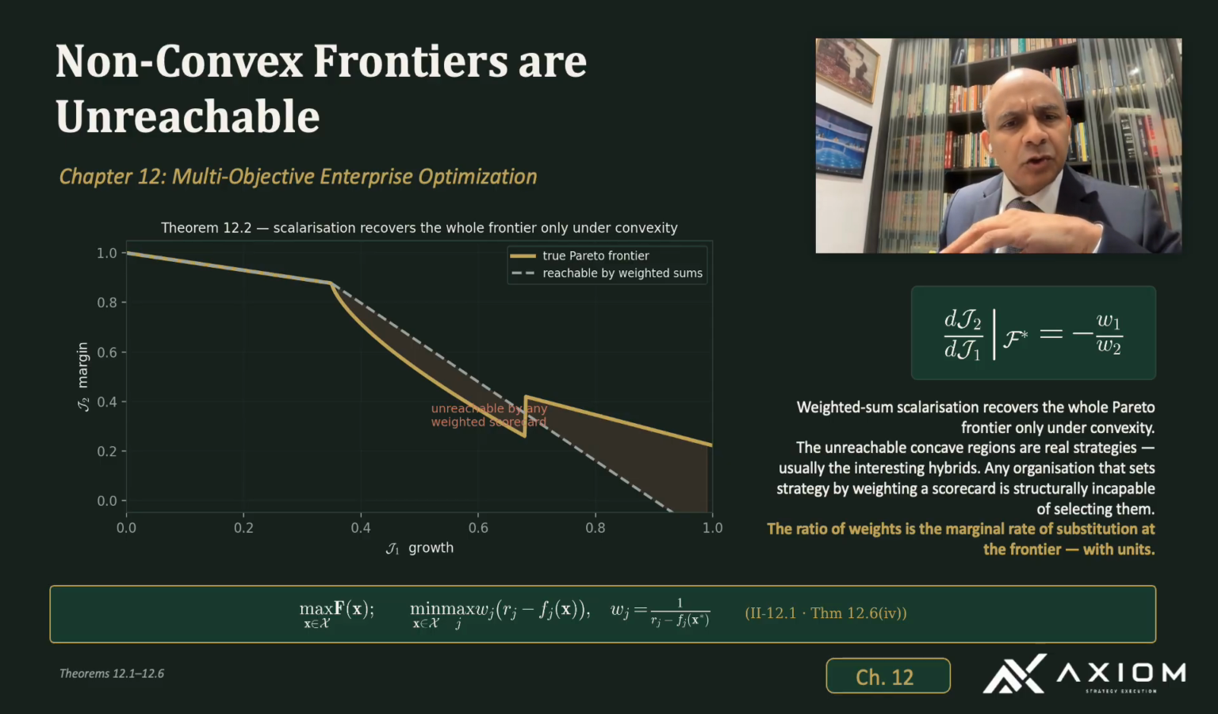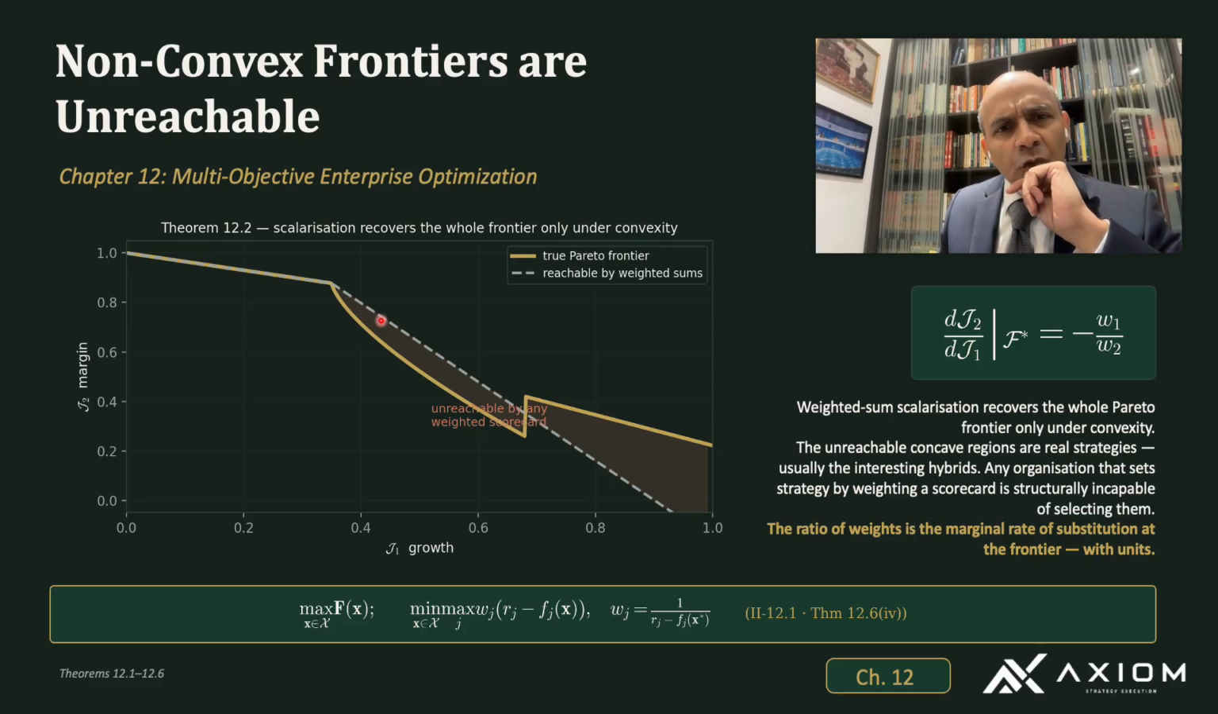Chapter 12 is also where the trade-off between growth and margin, or between performance and sustainability, stops being rhetorical and becomes a computed marginal rate of substitution with units.